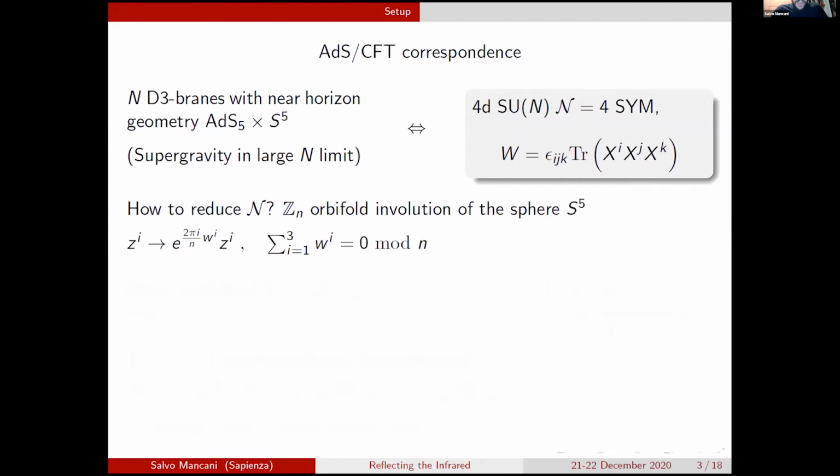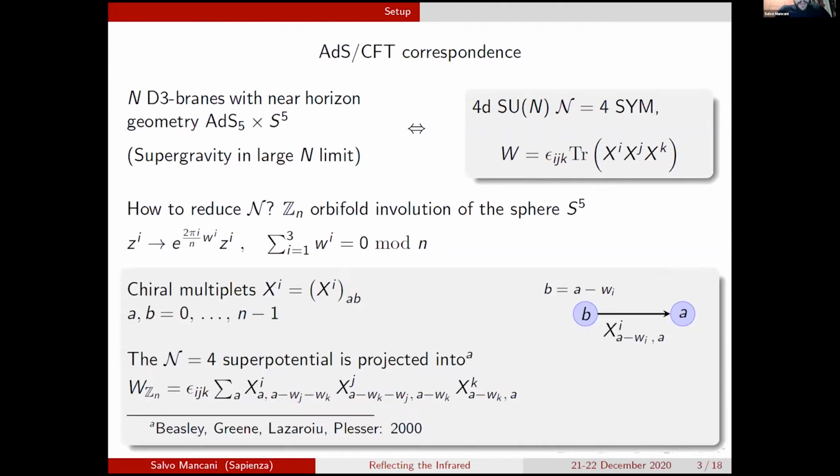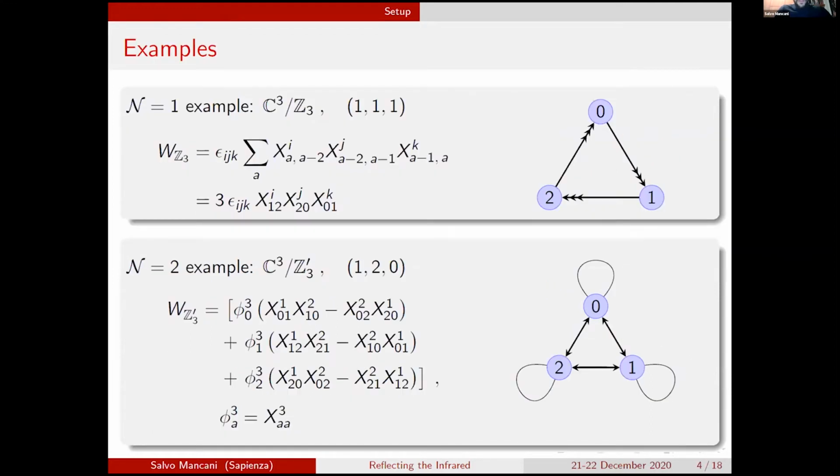And in order to do that, we can perform an orbifold involution of the Calabi-Yau cone, whose base is the horizon. And the three weights of the orbifold involution determine the gauge theory itself, in the sense that they determine the non-zero entries of the chiral multiplets here, and how the superpotential is projected. For example, by choosing properly these weights, we can obtain an N=1 theory or an N=2 theory. From now on, we will focus on N=1.